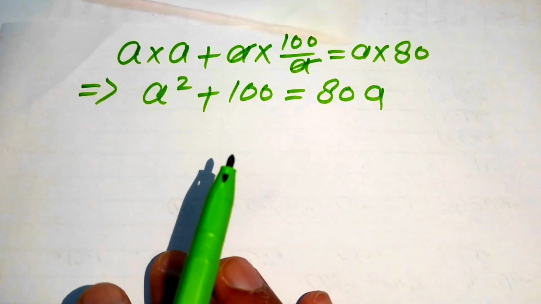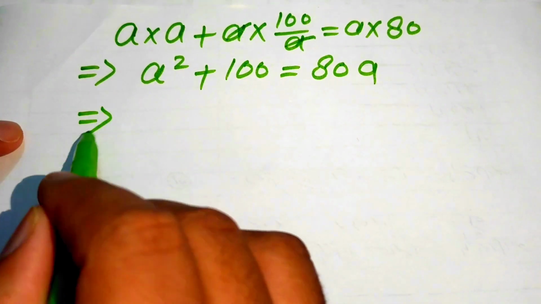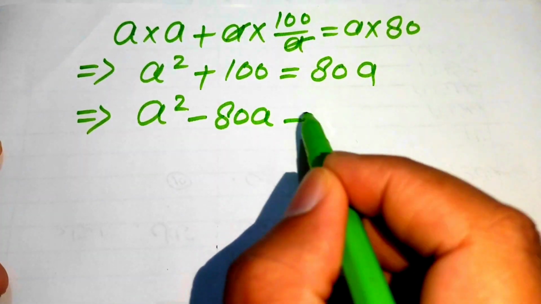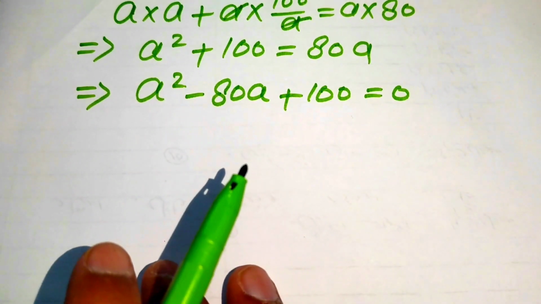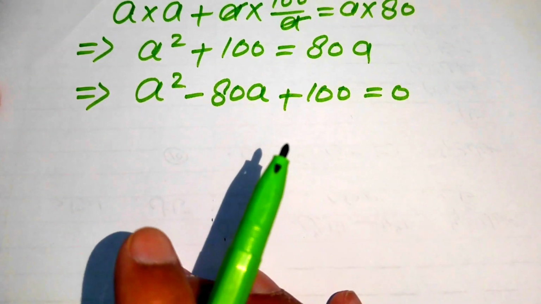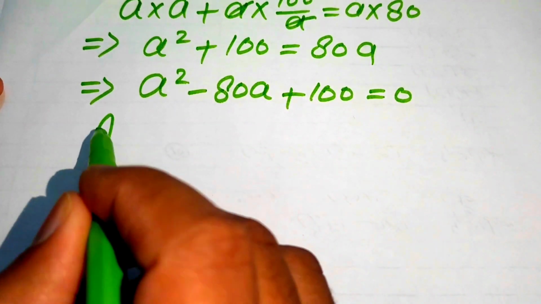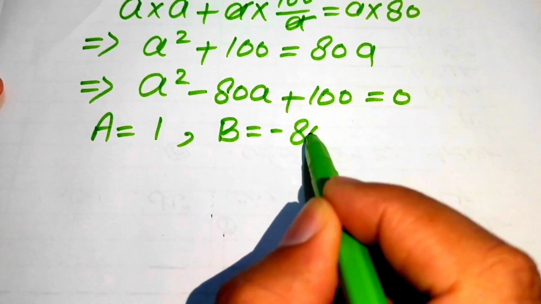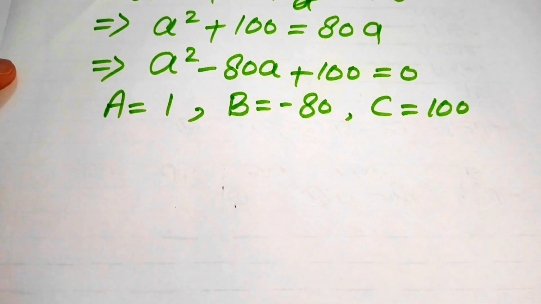So now we get here this nice quadratic equation. Now we can rearrange in standard form, and we get a square minus 80a plus 100 equals 0. So this becomes a quadratic equation, and now we can solve it and get the values of a. Here we use the quadratic formula, where the coefficients are a equals 1, b equals minus 80, and c equals 100.